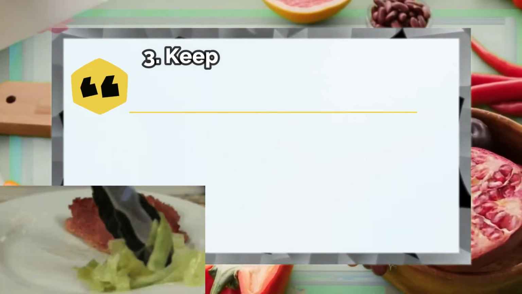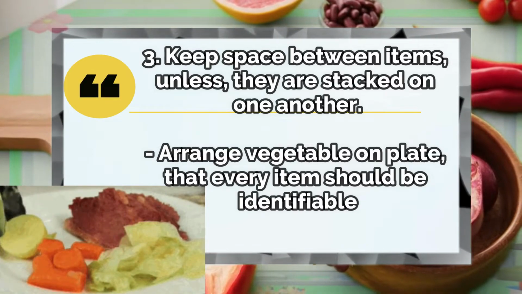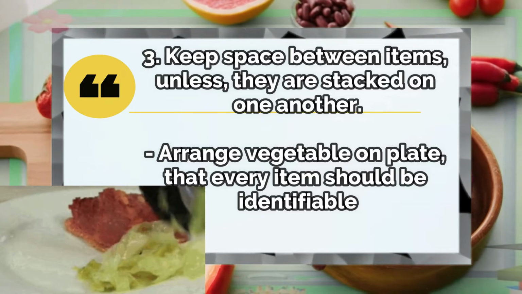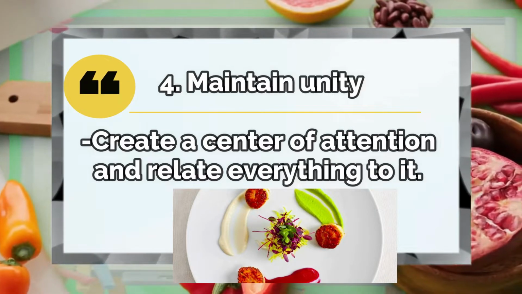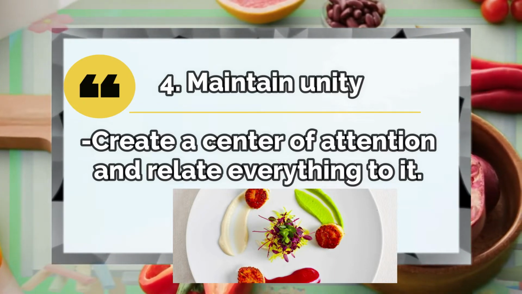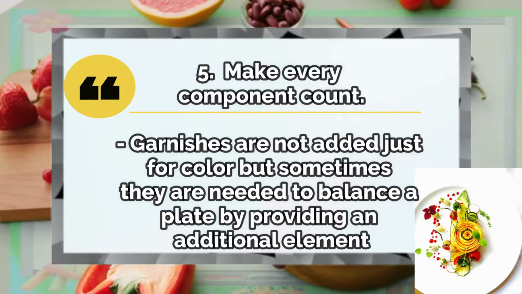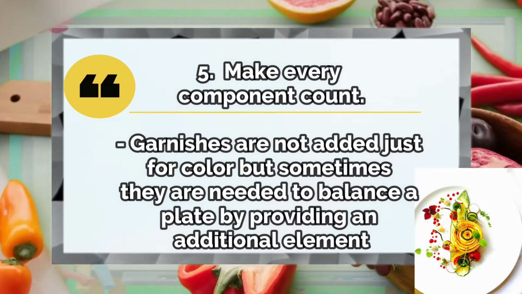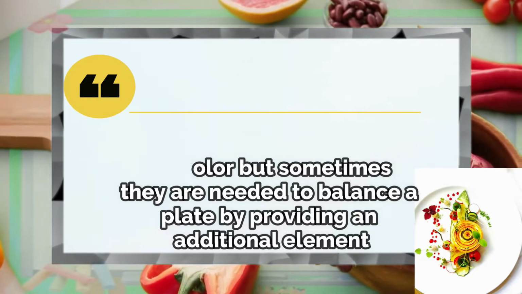The third one is to keep space between items unless they are stuck on one another. Arrange vegetables on the plate so that every item is identifiable. Number 4. Maintain unity. Create a center of attention and relate everything to it. The fifth guideline is to make every component count. Garnishes are not added just for color, but sometimes they are needed to balance a plate by providing an additional element.